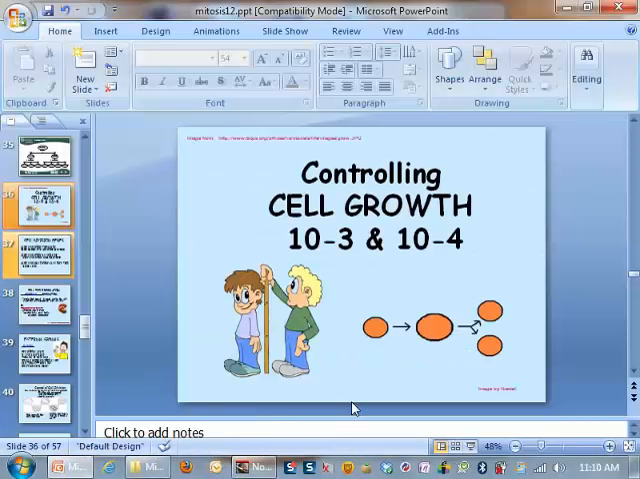So that's going to be it for chapter 10.3 and 10.4 notes. Don't worry about getting anything down in your notebook.